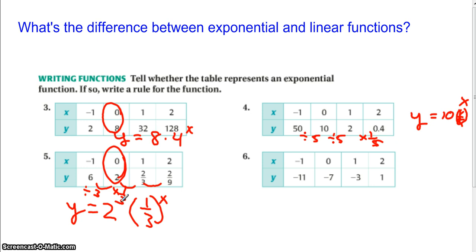Number 6. Do we see exponential growth or decay? Neither. What do we see, Madeline? Linear. How do you know? Because it's not multiplying. What are we doing between these values? Adding 4, adding 4, adding 4. When you see constant addition, it's linear.